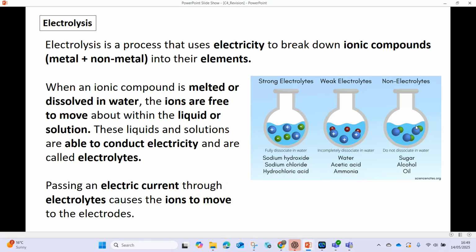When an ionic compound is melted or dissolved in water, the ions are free to move about. That's because they are now able to carry charge in the liquid because they've been melted, or in the solution if they're in water. These liquids and solutions are able to conduct electricity because they carry charges, and they are called electrolytes. If we pass a current through the electrolytes, this causes the ions to move to the electrodes, and therefore we can actually make a circuit.